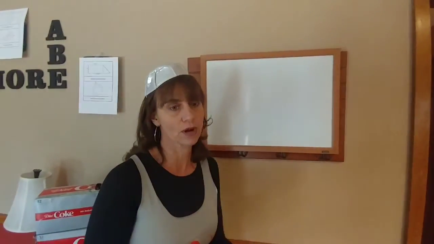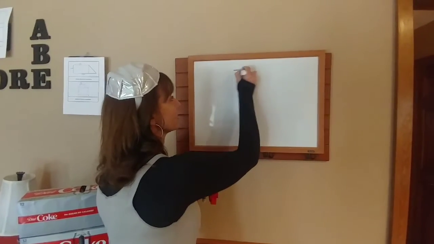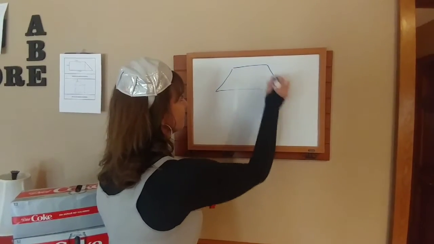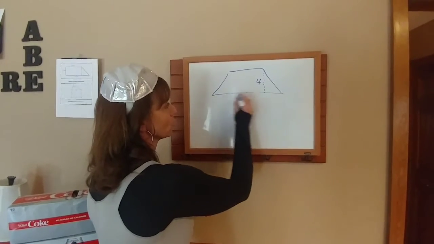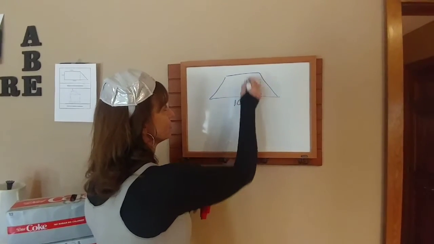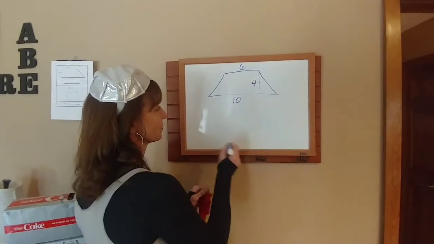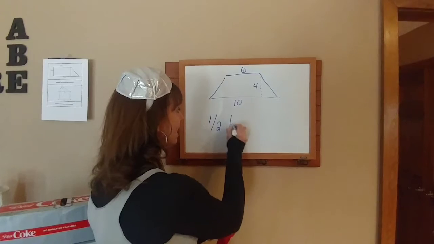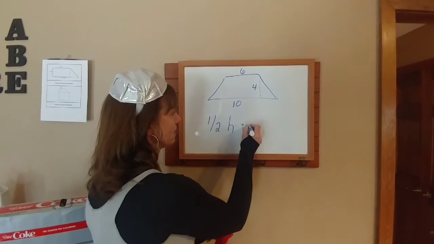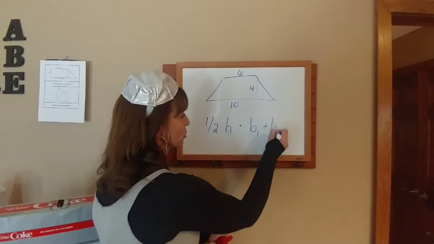Okay, so the formula for trapezoid is done like this. Same thing. I'm going to give you an easier height. We'll make the height 4. We'll say the total base at the bottom is 10. We'll call this one 6. The formula for area of a trapezoid is half the height multiplied by base 1 plus base 2.